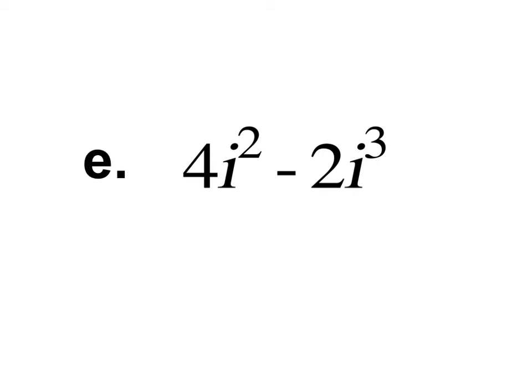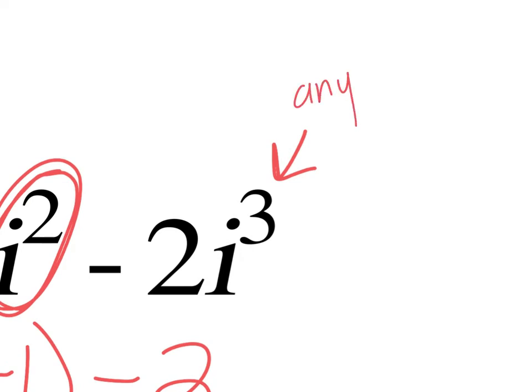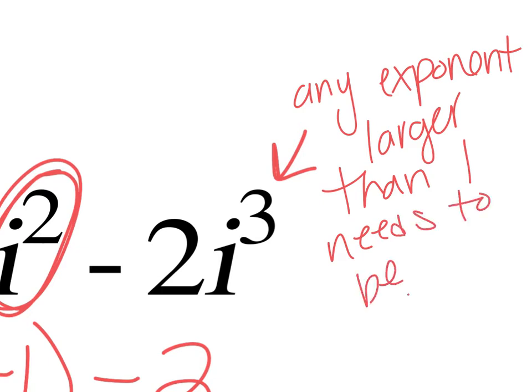All right, letter E, we have an I squared. So we know that I squared is -1. So this is 4 times -1 minus 2. Now, let's make a note here: any exponent larger than 1 needs to be simplified, because if it's 2, it simplifies down to -1. So if you have any exponent for your imaginary number that's larger than 1, it needs to be simplified.